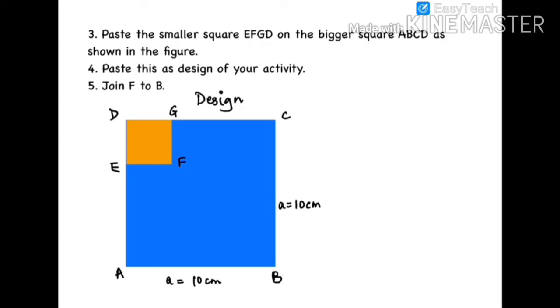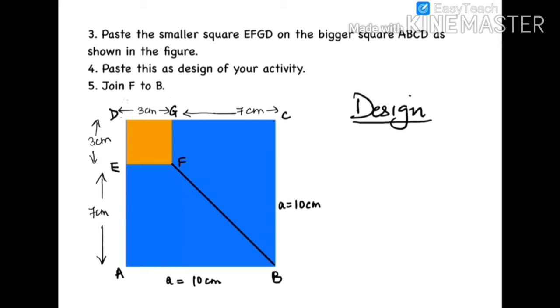Now we have to join F to B. So let's write down what will be the measures of the segments that we have got. We know that DE is 3 centimeters. So EA will be 10 minus 3, 7 centimeters. Likewise, DG is 3 centimeters. So GC will be 7 centimeters.